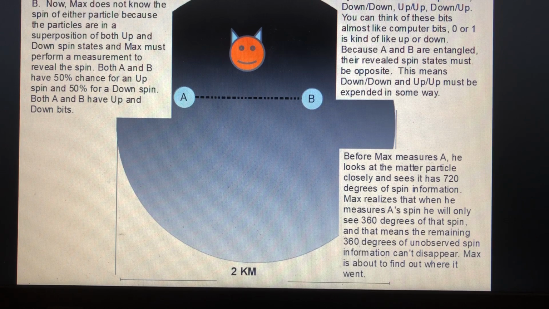Because A and B are entangled, their revealed spin states must always be opposite. This means down, down, and up must be expended in some way. Before Max measures A, he looks at the matter particle closely and sees it has 720 degrees of spin information. Max realizes that when he measures A's spin, he will only see 360 degrees of that spin. And that means the remaining 360 degrees of unobserved spin information can't disappear. Max is about to find out where it went.